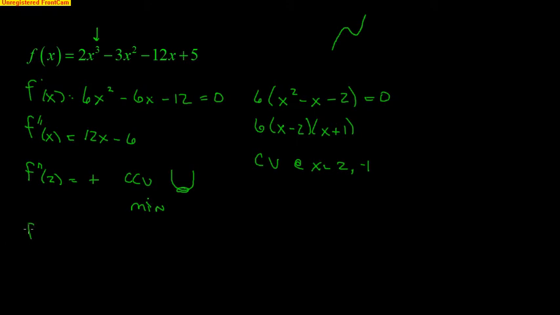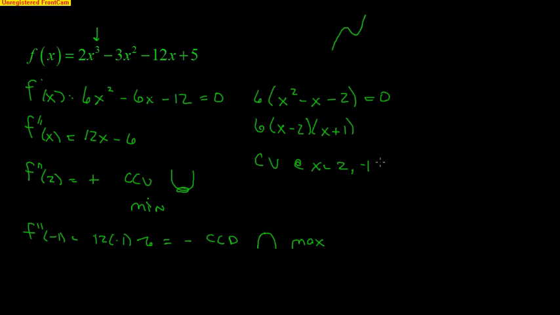Now I'll double check what happens when I plug in negative 1. That's going to be 12 times negative 1 minus 6. And when I do that, that's going to be a negative minus another negative, which is going to be a negative, which means I'm going to be concave down, which means I'm going to have a maximum right here. So I've just proved with the second derivative test that at x equals 2, I'm going to have a minimum, and at negative 1, I'm going to have a maximum.